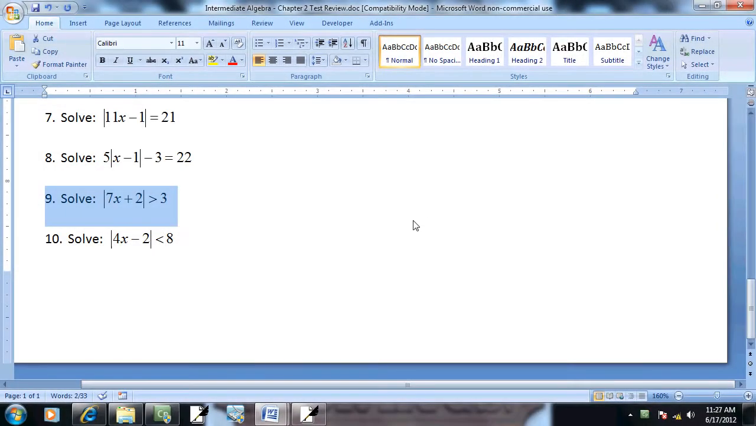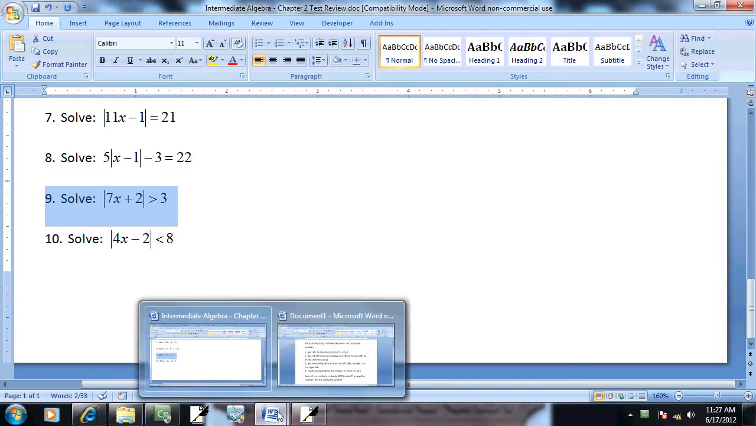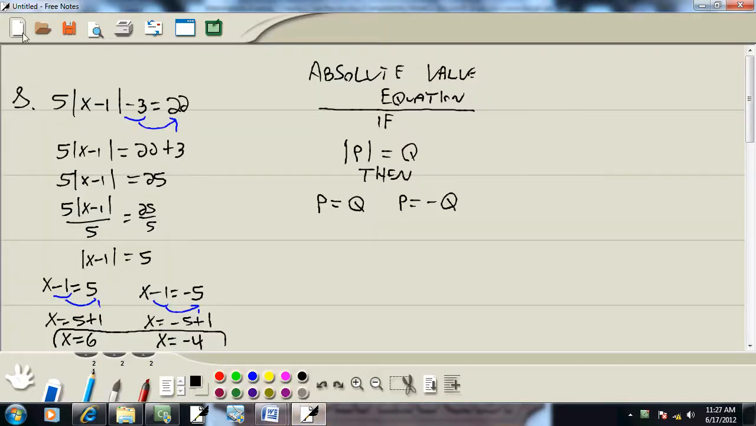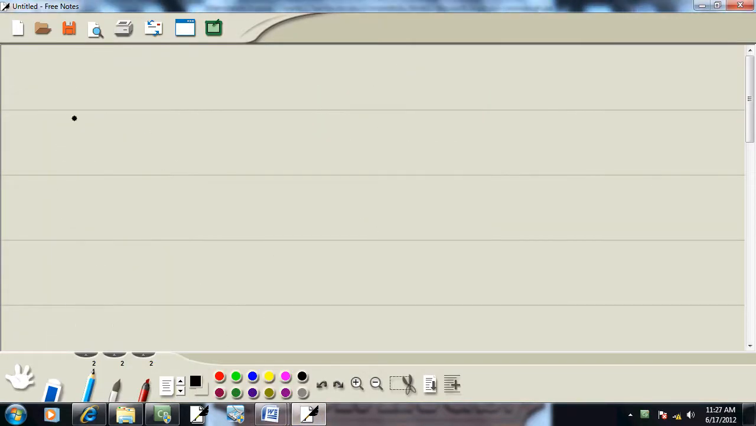Let's take a look at absolute value inequalities. Our ninth problem. And write down our formulas. So absolute value inequalities. And we have two cases of this.